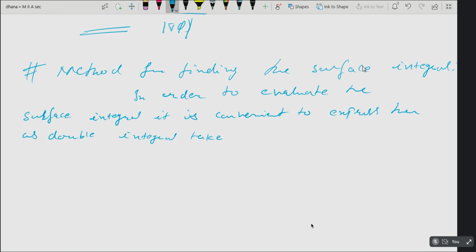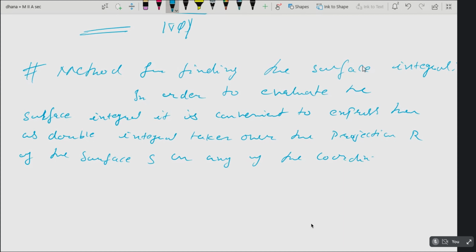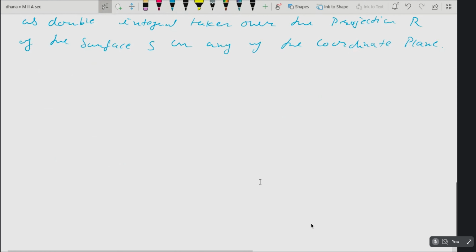taken over the projection R of the surface S. You will take the projection on any of the coordinate planes, but here also a condition applies. You can take the projection on any of the coordinate planes, but it has to be a closed surface when you take the projection also. Okay, so let us see.